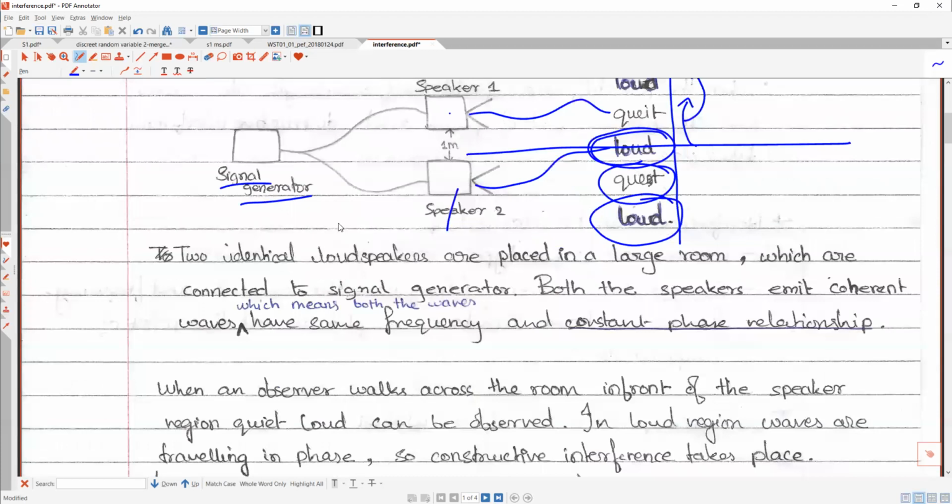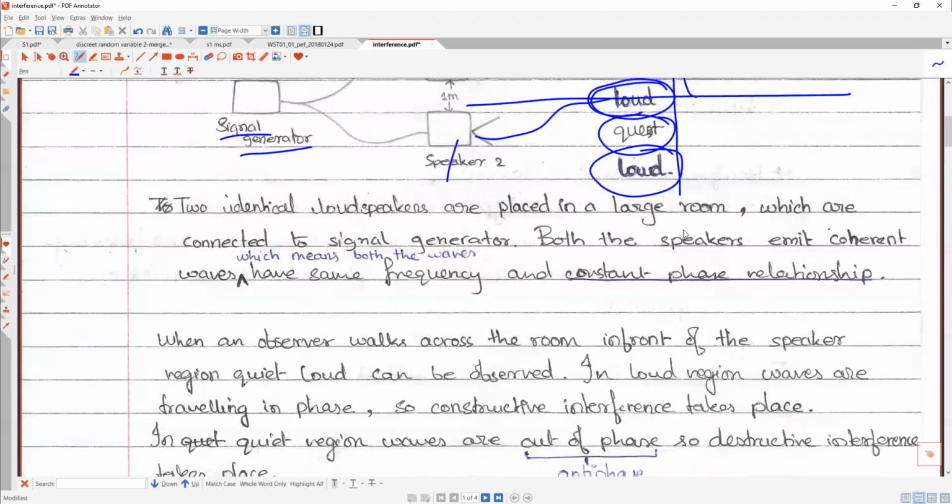So now, two identical loudspeakers are placed in a large room, which are connected to a signal generator.